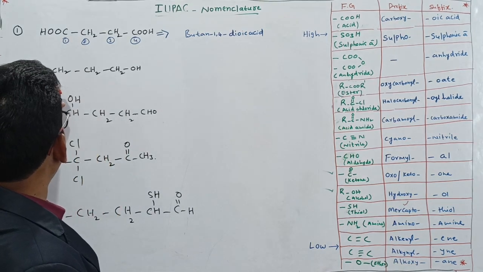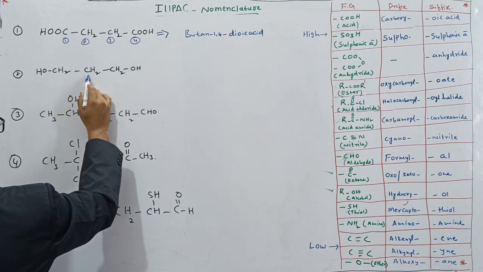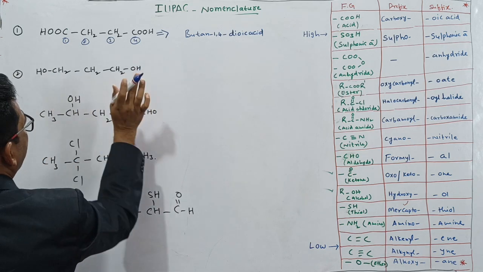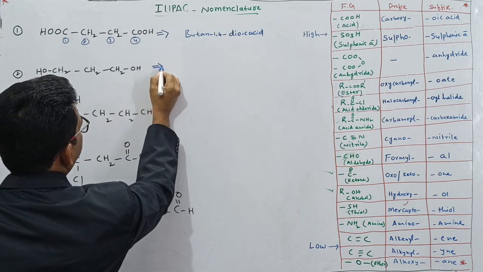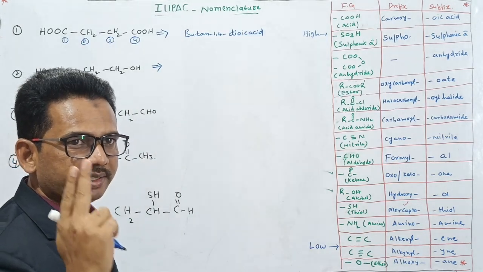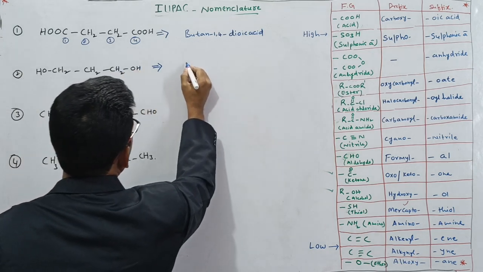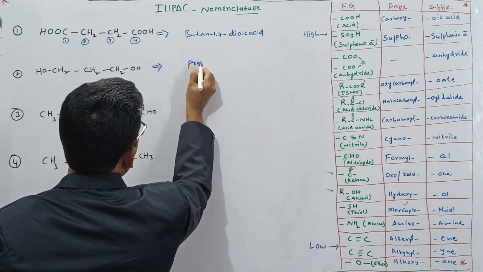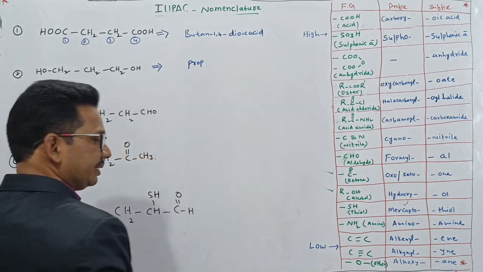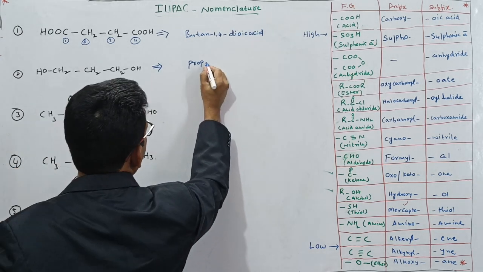Here is another example I gave. See how many carbons are there here? 1, 2, 3. At both ends alcoholic groups are there. How many alcoholic groups? 2. 2 means what? Di. Now see, what is the word root? Prop. Prop is nothing but how many carbons? 3 carbons. Then it is single bonded, that's why ane.